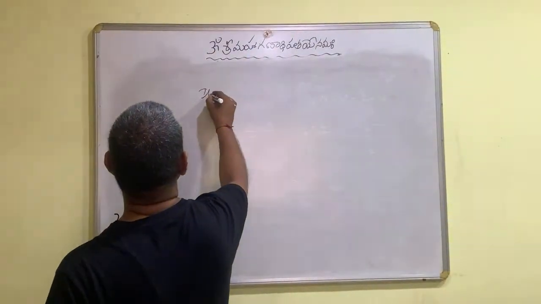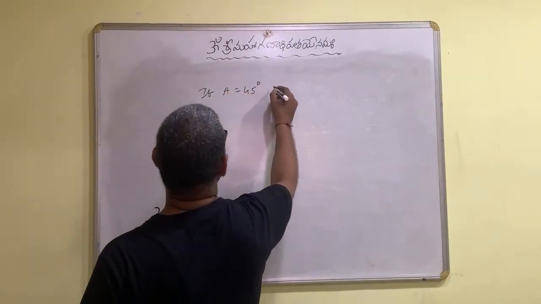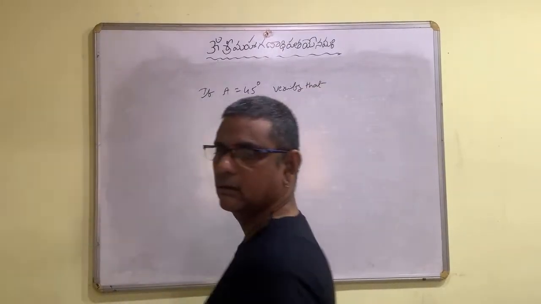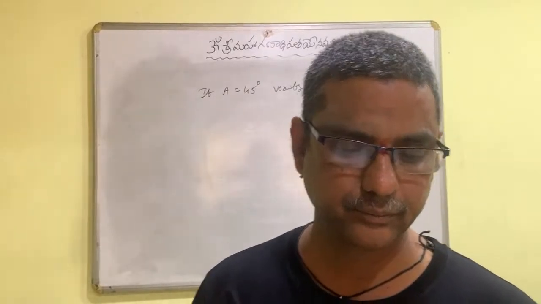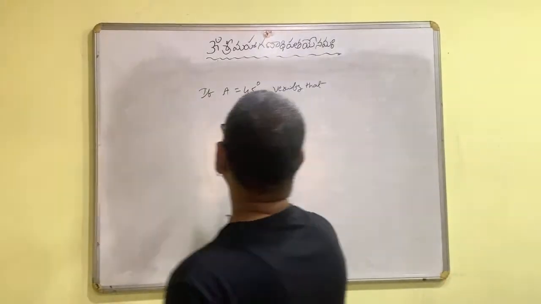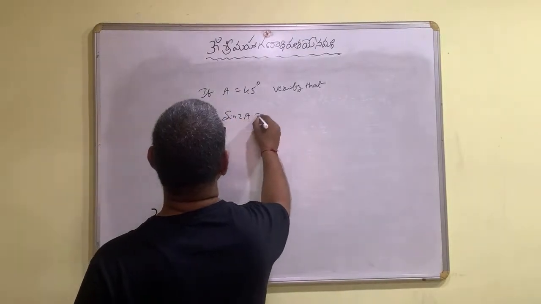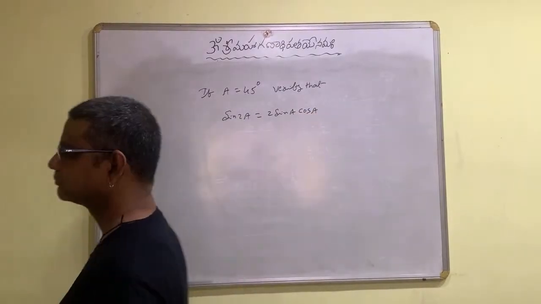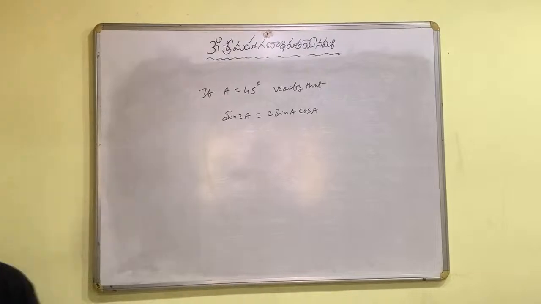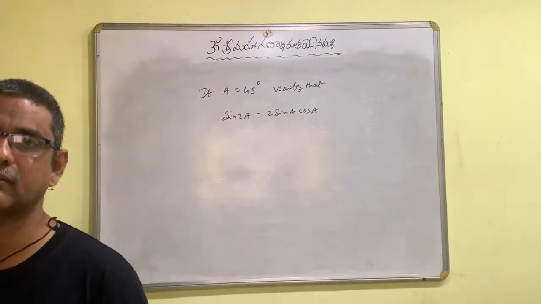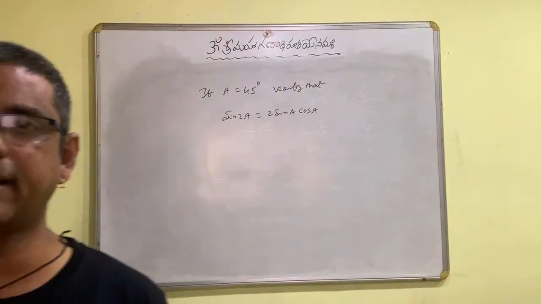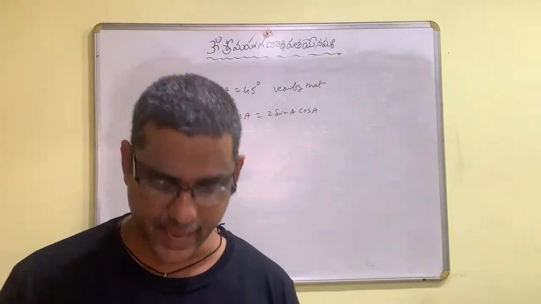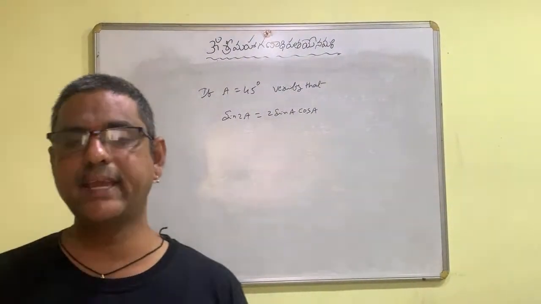If A is equal to 45 degrees, verify that sin 2A is equal to 2 sin A cos A. Another model. If A is equal to 45 degrees, verify that sin 2A is equal to 2 sin A cos A.